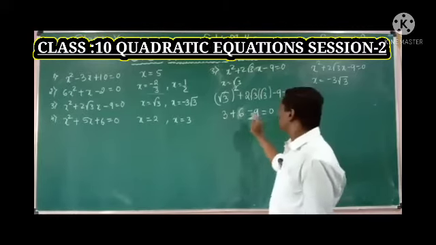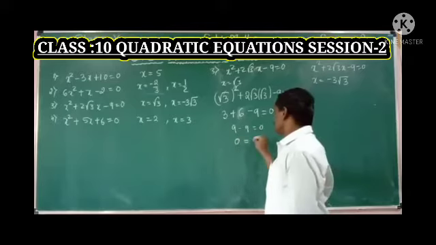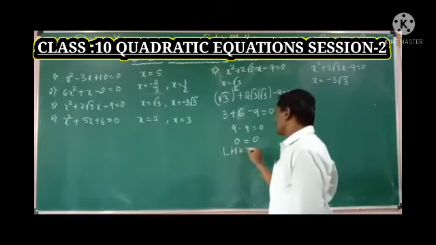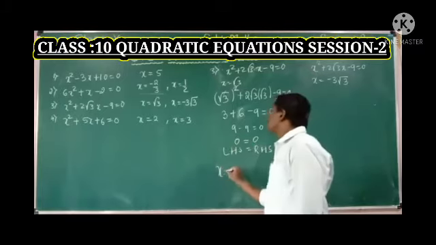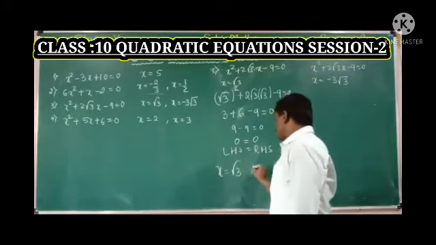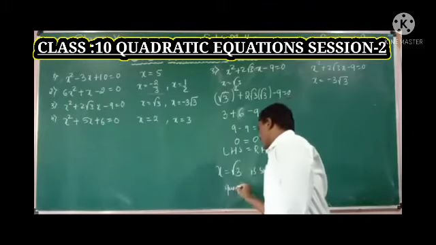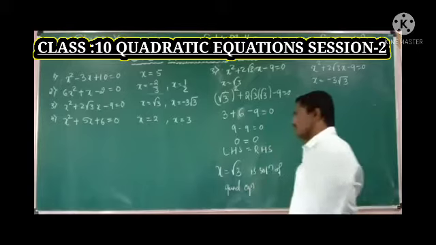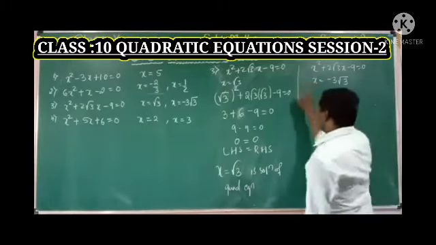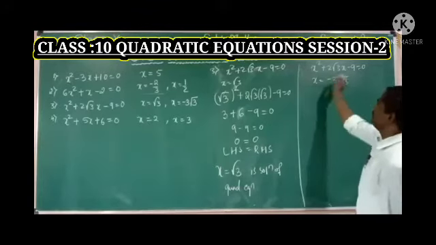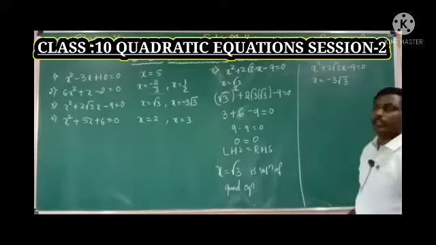Now 3 plus 6 is 9. 9 minus 9 is equal to 0. So 0 is equal to 0. It means LHS is equal to RHS. So x is equal to root 3 is a solution of the quadratic equation. This is one of the solutions. Next, check whether the second root is satisfying the same quadratic equation or not.